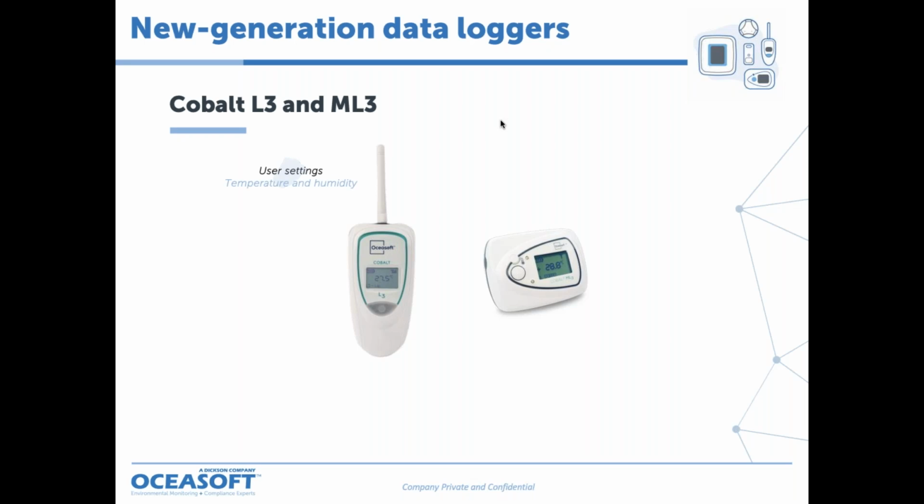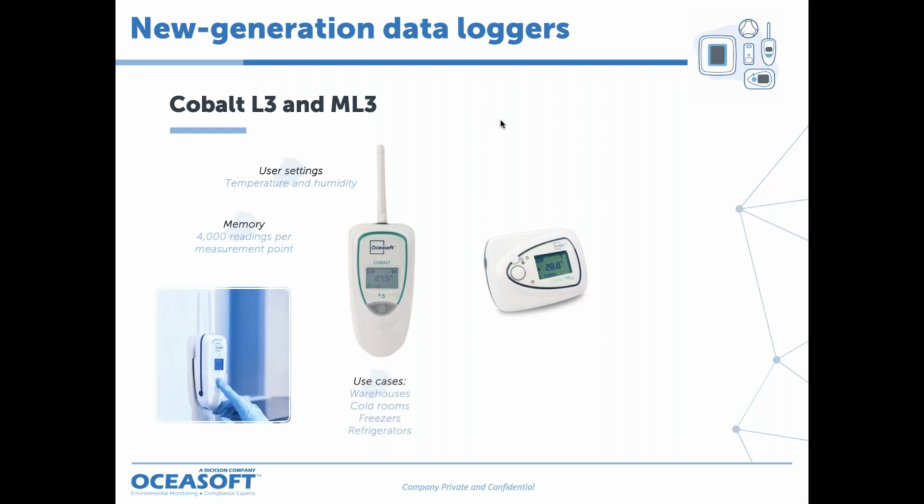Cobalt L3 can monitor temperature and humidity simultaneously. It's well suited for logistics warehouses, cold rooms, refrigerators, and freezers. It's a simple, efficient, and robust data logger. Basically, the ideal alternative for monitoring in higher locations, such as up on storage shelves, and in places where there's no reason to have a touch screen.